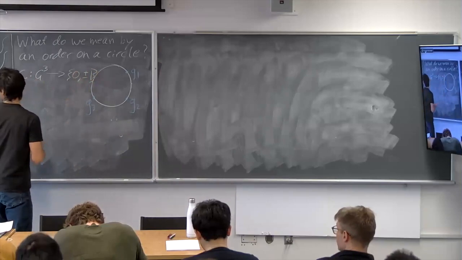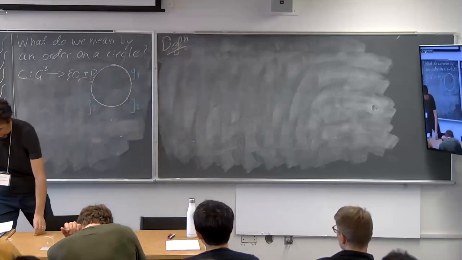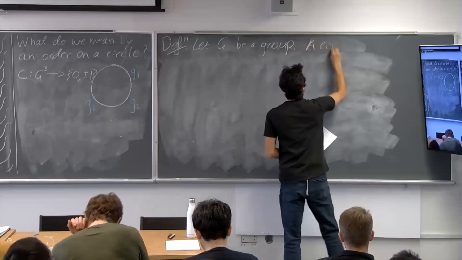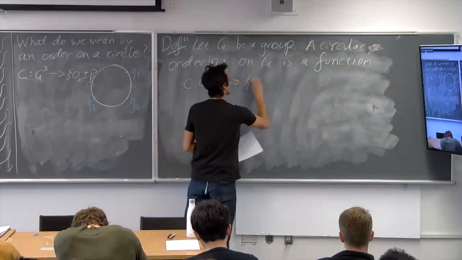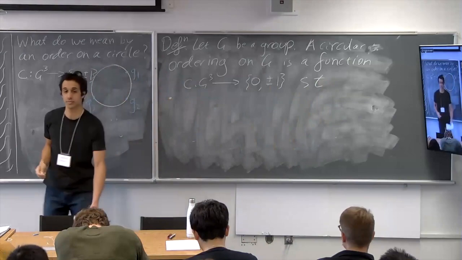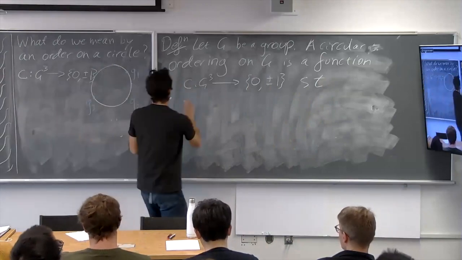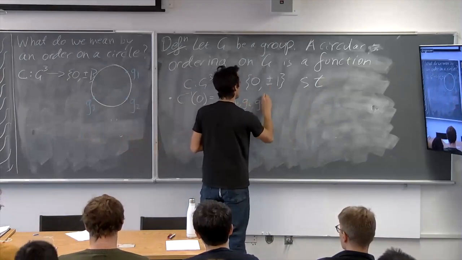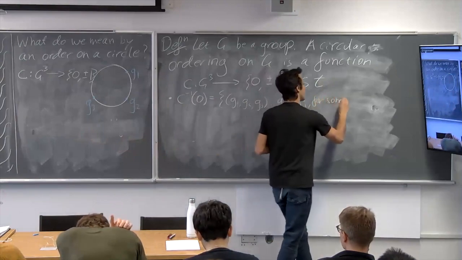Let's start writing down the definition, and then we'll add to it as the properties become apparent or desirable. We're going to define a circularly orderable group. Let G be a group. A circular ordering on G is a function C from G cubed to {0, ±1}, satisfying the following. The first one is that the elements that map to 0 are exactly the ones where two of the elements in your triple coincide. So C inverse of 0 is exactly all the triples G1, G2, G3 such that Gi equals Gj for some i not equal to j.